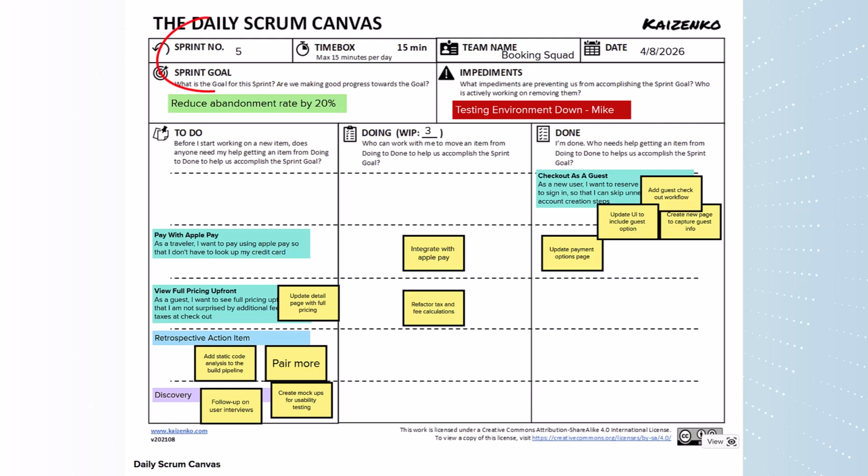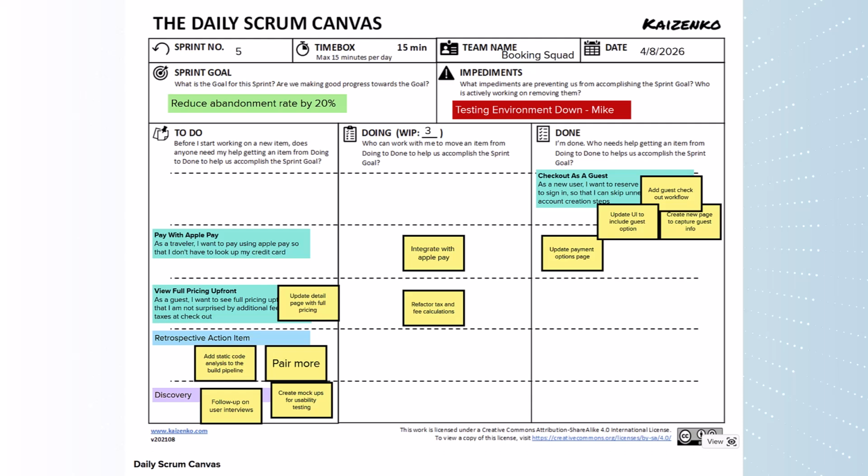Now let's say this is Sprint 5. The Daily Scrum is time boxed to 15 minutes max every day. We are the booking squad working on our hotel booking application, and today is April 8th. The Daily Scrum happens every day at the same time and same place.